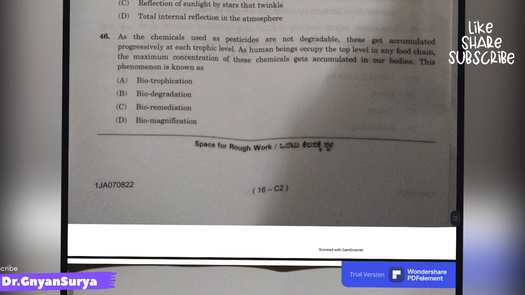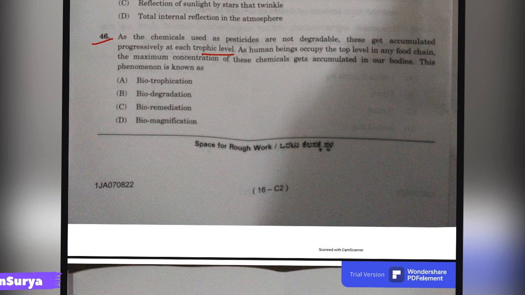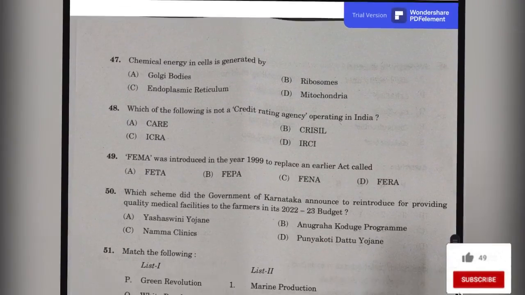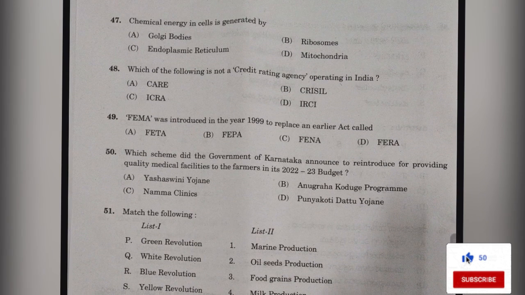46th question: as the chemicals used as pesticides are not degradable, these get accumulated progressively at each trophic level. As human beings occupy the top level in any food chain, the maximum concentration of these chemicals gets accumulated in our bodies. This phenomenon is known as biomagnification. Option D is correct. 47th question, the chemical energy in cells is generated by, so option D, mitochondria.